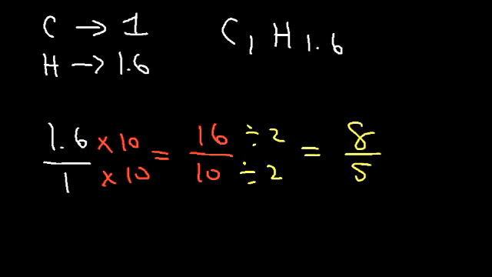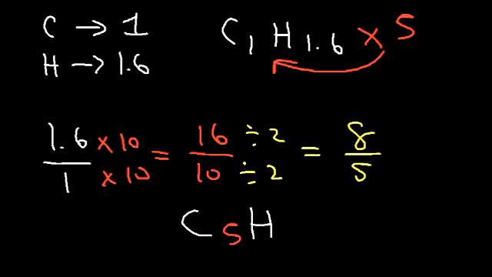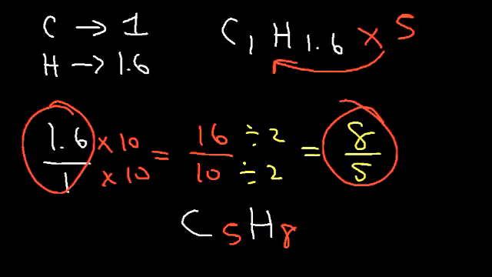So what I'm going to do is multiply the subscripts by 5. 1 times 5 is 5, so it's C5. And 1.6 times 5, if you type that in your calculator, you're going to get 8. So this is going to be H8. So 8 over 5 has the same ratio as 1.6 to 1. The 1.6 corresponds to the hydrogen, and so does the 8. The 1 corresponds to the carbon, and so does the 5.